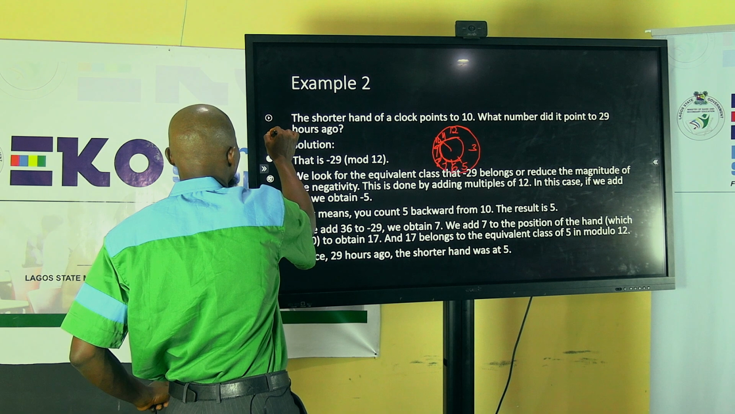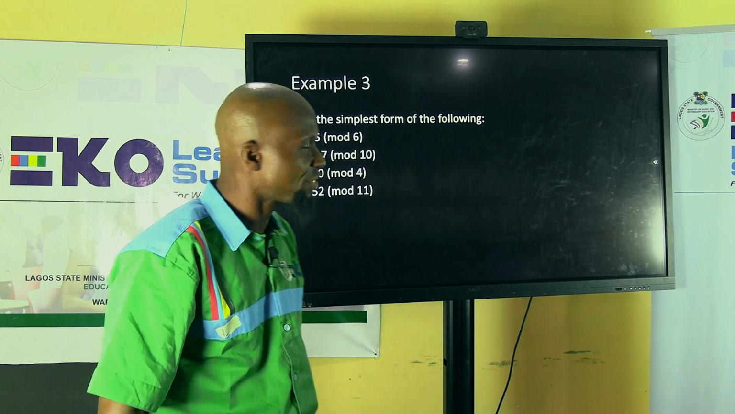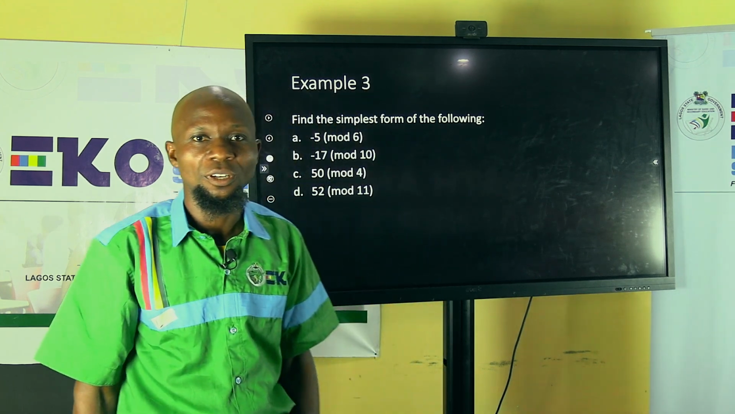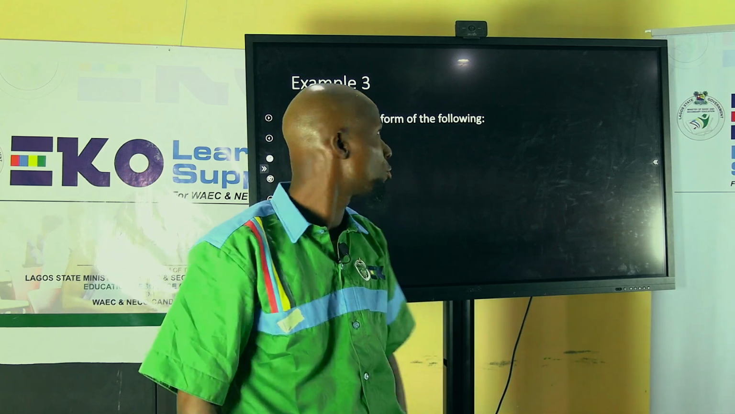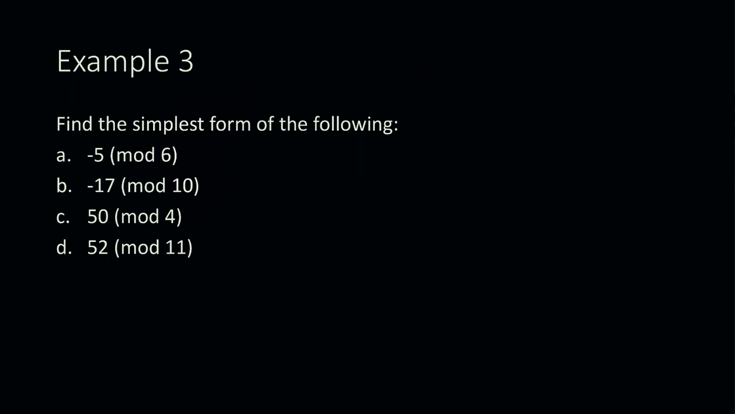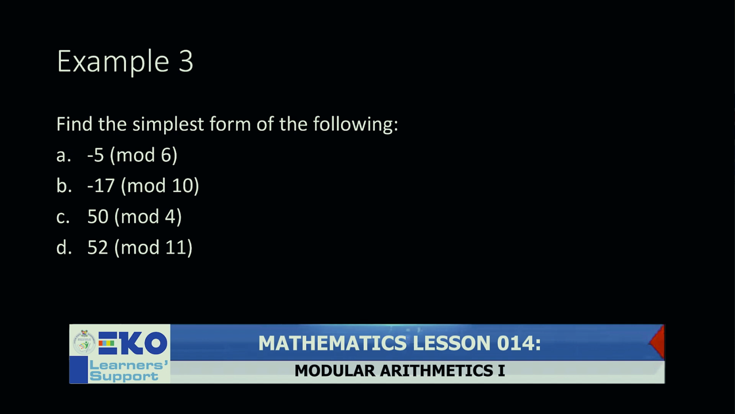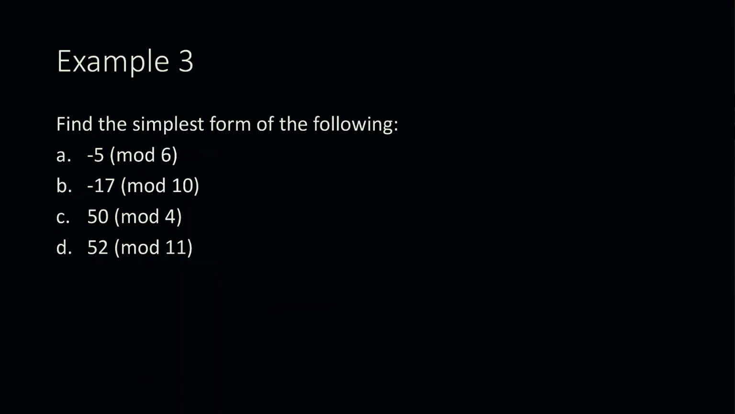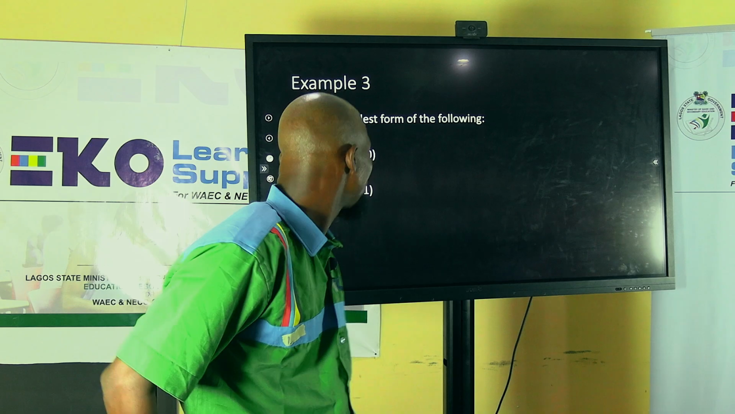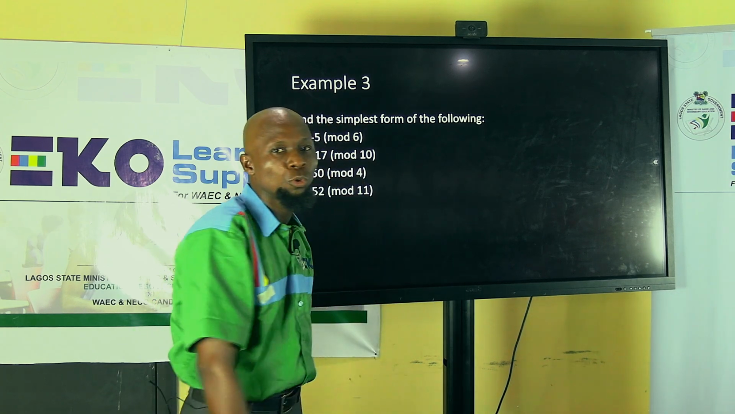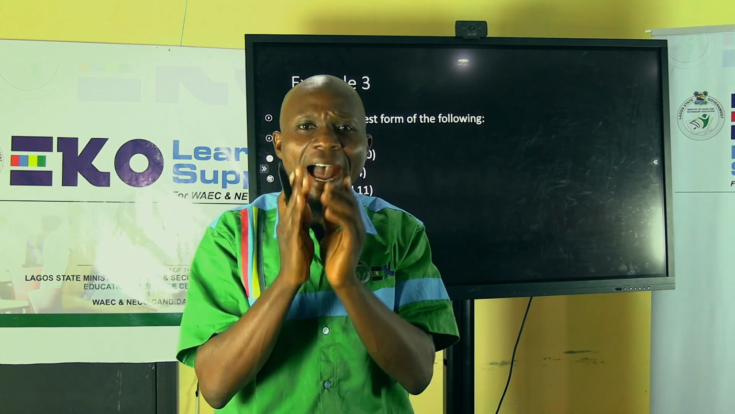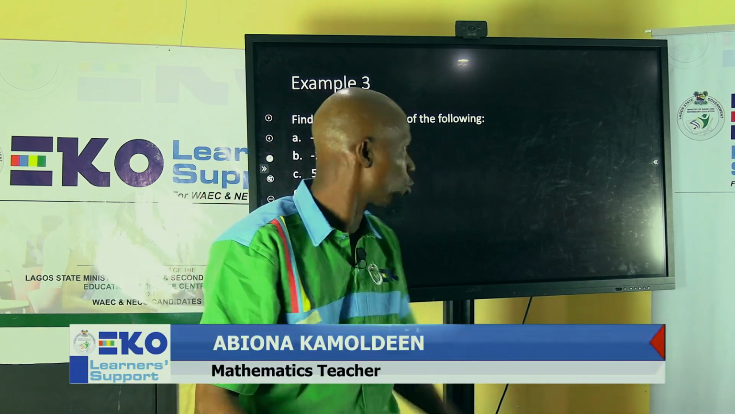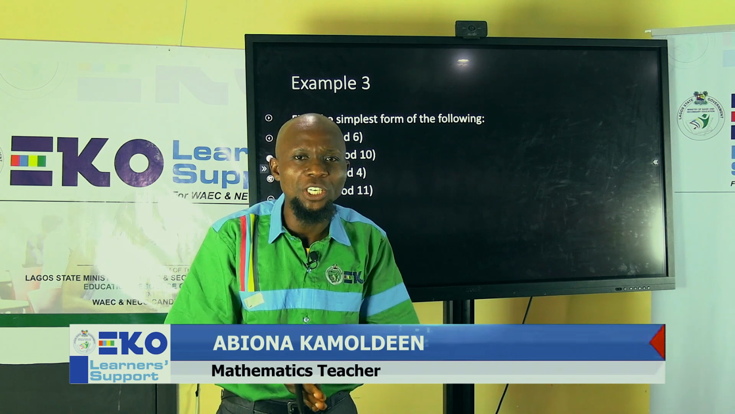Okay, so let's move. We have some questions here, which we also use as example of what we have been talking about. It says find the simplest form of the following. Minus 5 modulo 6, which is the standard way of writing it. We have minus 17 modulo 10, 50 modulo 4, 52 modulo 11. So how do we do that? The first one, minus 5 modulo 6. What you have to do here is add multiples of 6 to whatever you have. So which one will give you the simplest form?